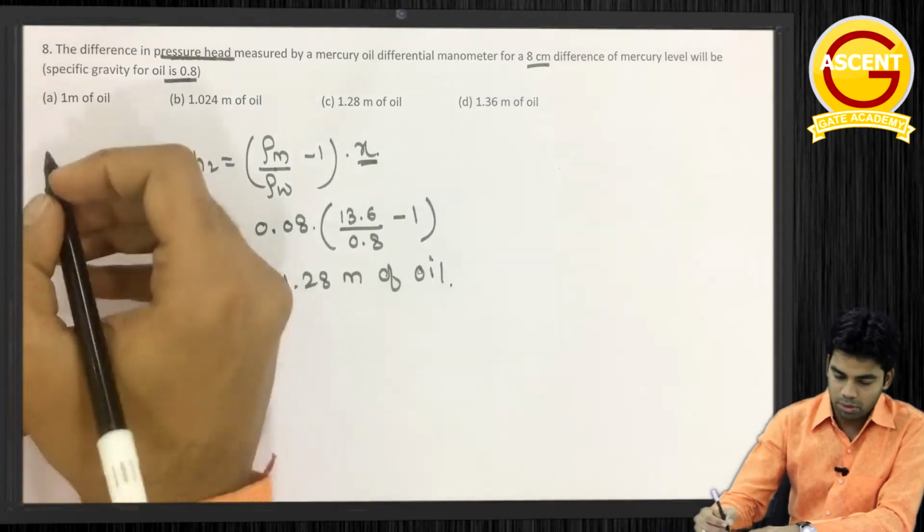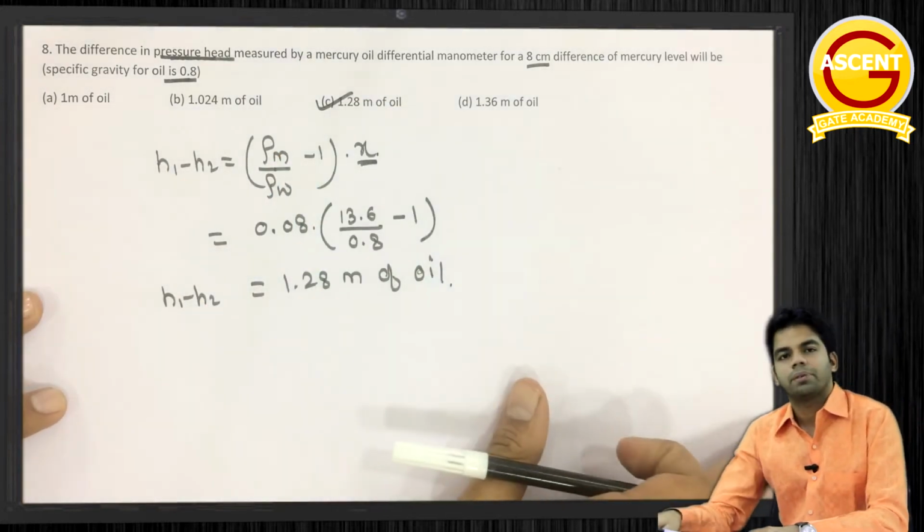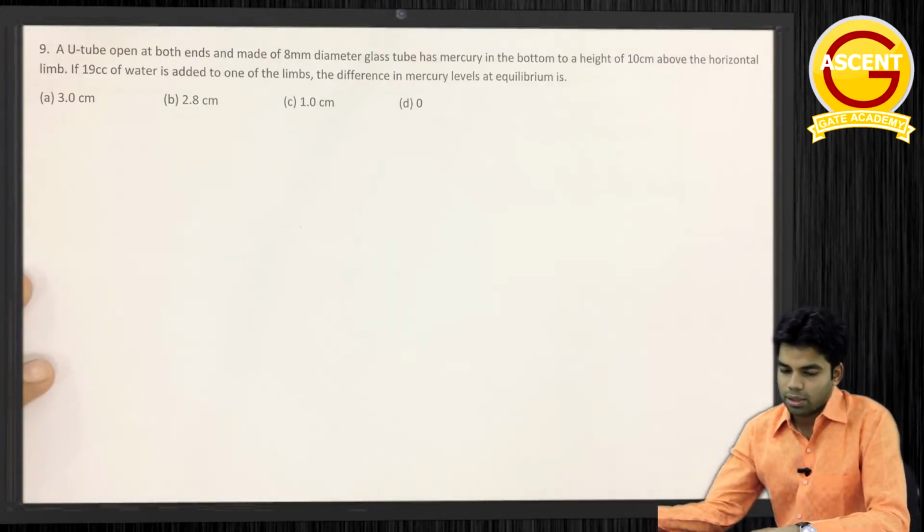Answer. Okay, so answer should be C, 1.28 meter of oil. Getting this or not? Okay, next question.